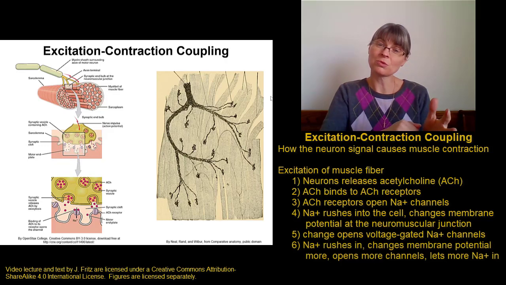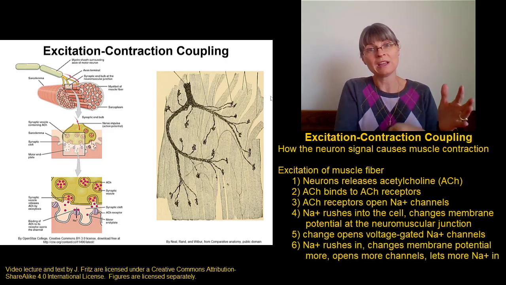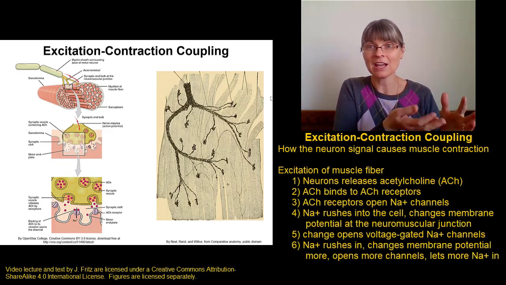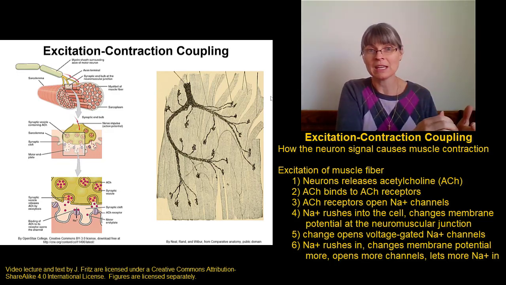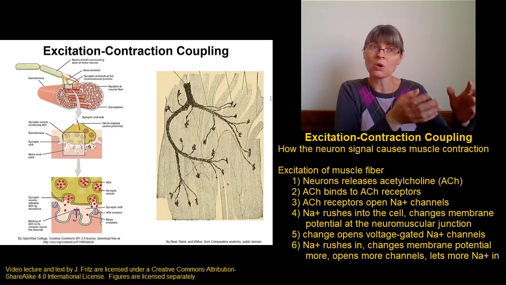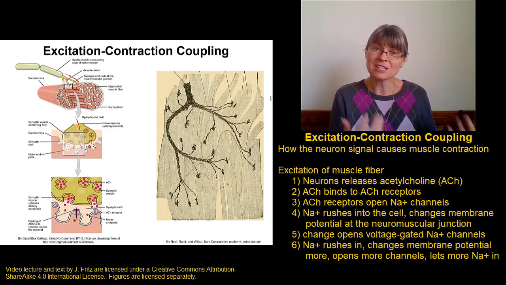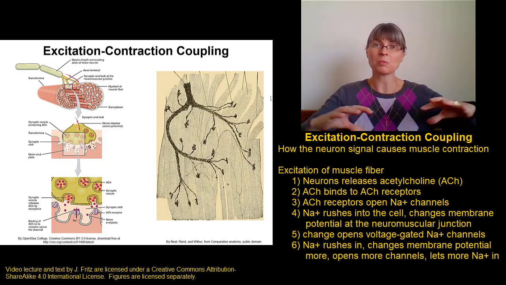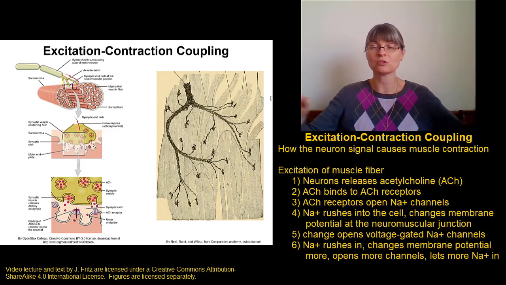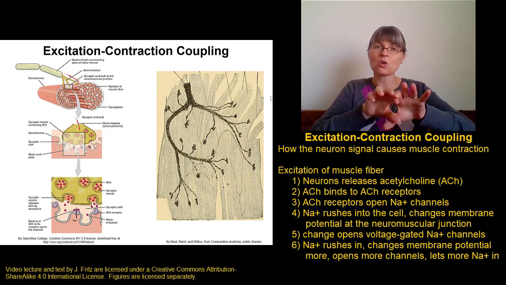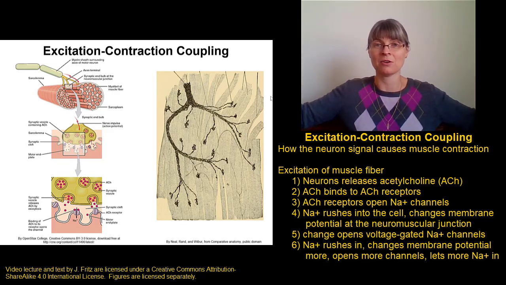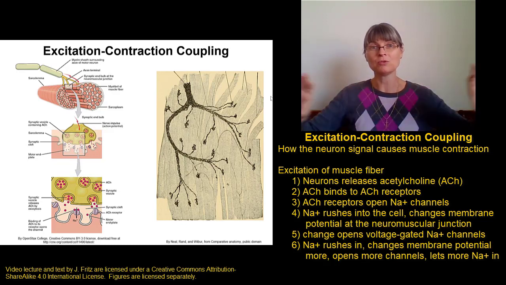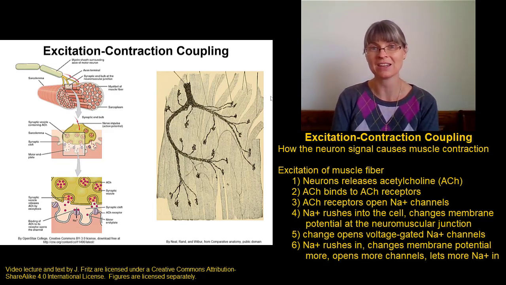Sodium then rushes in through those voltage-gated channels, which raises the membrane potential in that area and opens more voltage-gated channels, which lets more sodium in, which raises the membrane potential more, which opens more channels. Do you see where we've got a positive feedback loop going on here? More sodium comes in, we open more channels, more sodium comes in, we open more channels, and this spreads across the entire sarcolemma. So the entire muscle cell now is excited. We've changed the membrane potential of the entire cell.